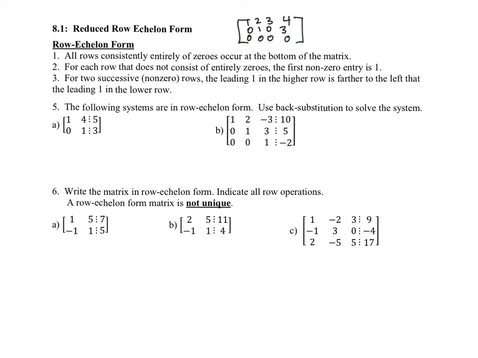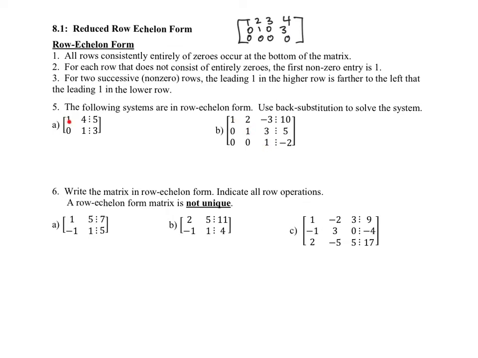The first non-zero entry in each row is a 1. This has a 1 as the first entry. This has a 1 as the first non-zero entry. And for two consecutive non-zero rows, so for this one and this one, the leading one in the higher row is farther to the left than that of the lower row. So this one is the furthest left. This one's less left. This is also row echelon form. And you can see this one is the furthest left, then this one, then this one.